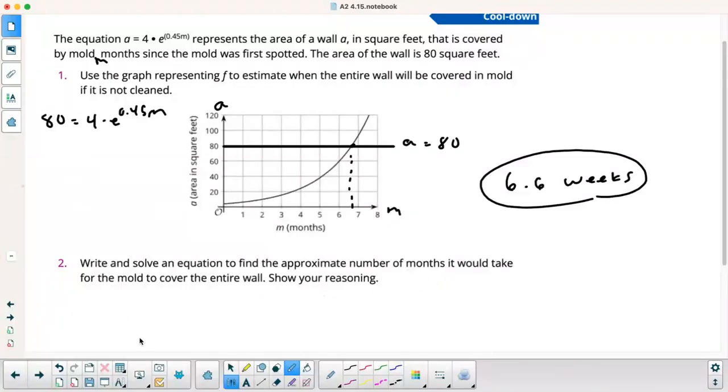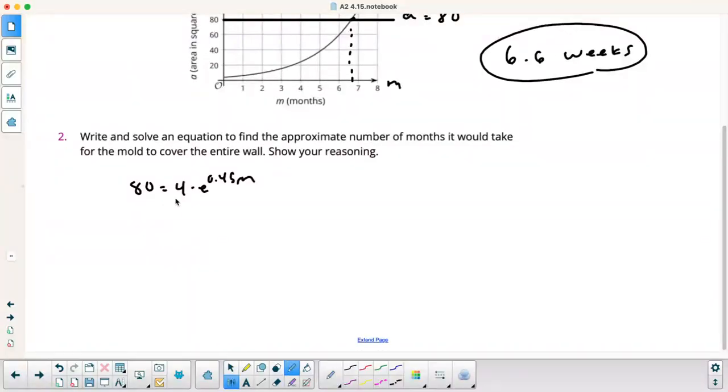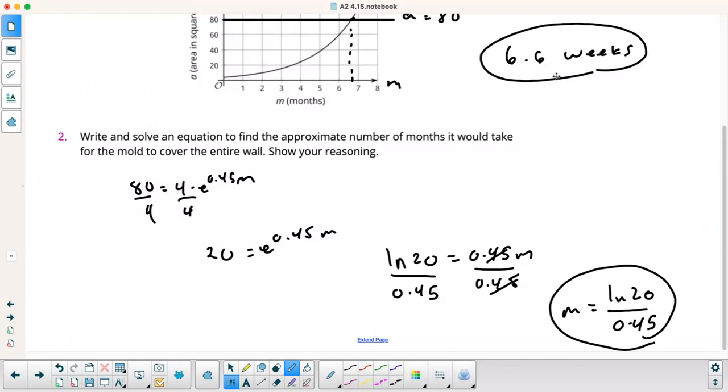So I'm going to go back to this equation that I had here, and I'm going to use some algebra to solve. So divide each side by 4. That'll give me 20 equals e to the 0.45m. Now I'm going to write it in log form. So log base e is ln of 20 equals 0.45m. Now I need to divide by 0.45. So I get m equals ln of 20 divided by 0.45. That's my exact answer.